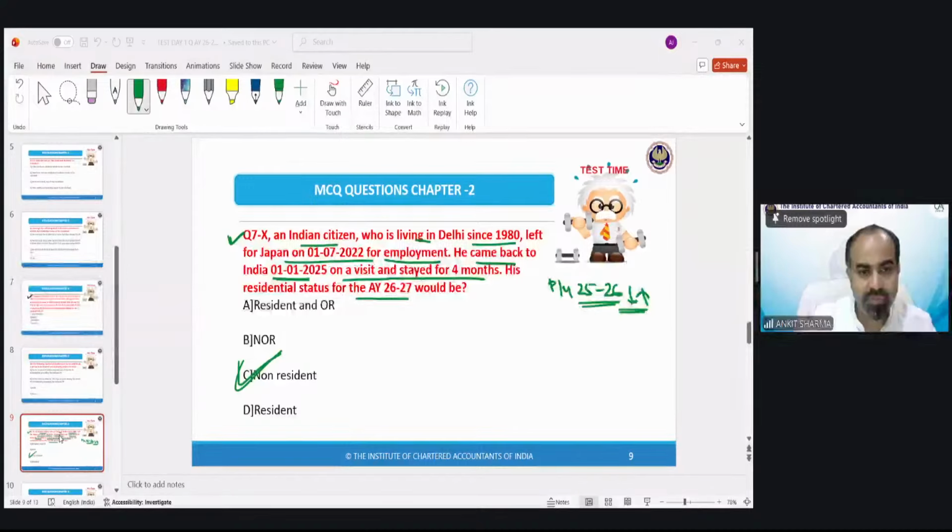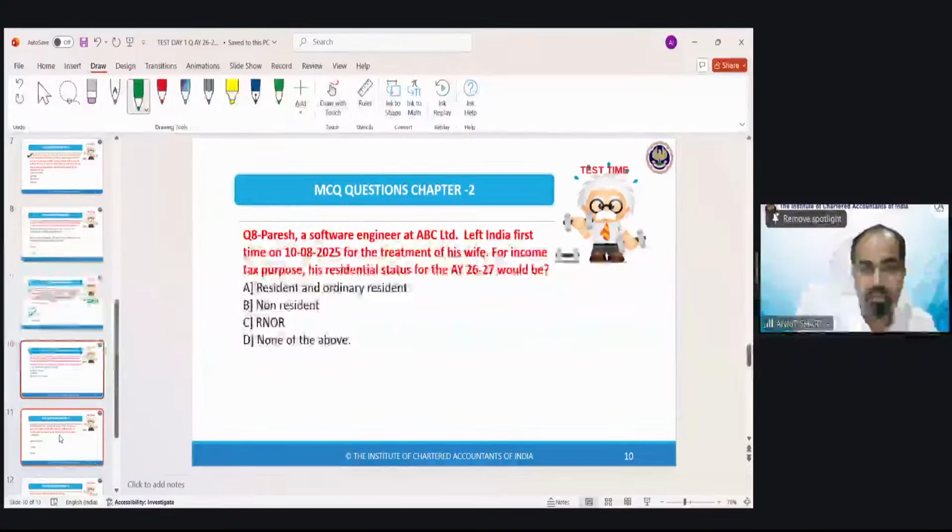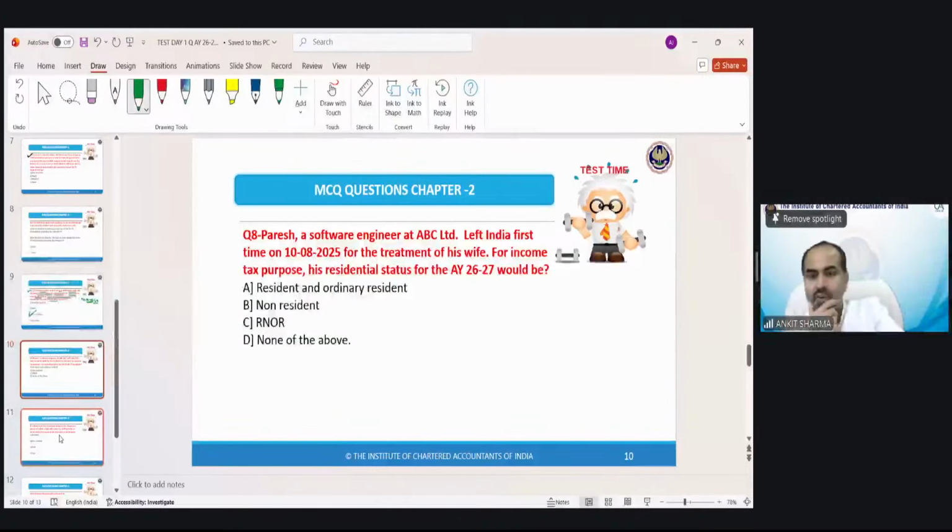Next question. Mr. Paresh, a software engineer at ABC Limited, left India for the first time on 10th August 2025 for the treatment of his wife. For income tax purpose, what is his residential status for assessment year 26-27?